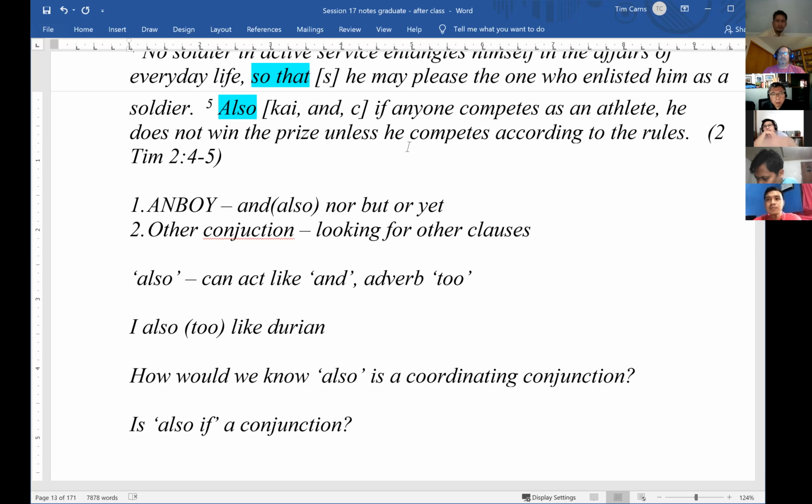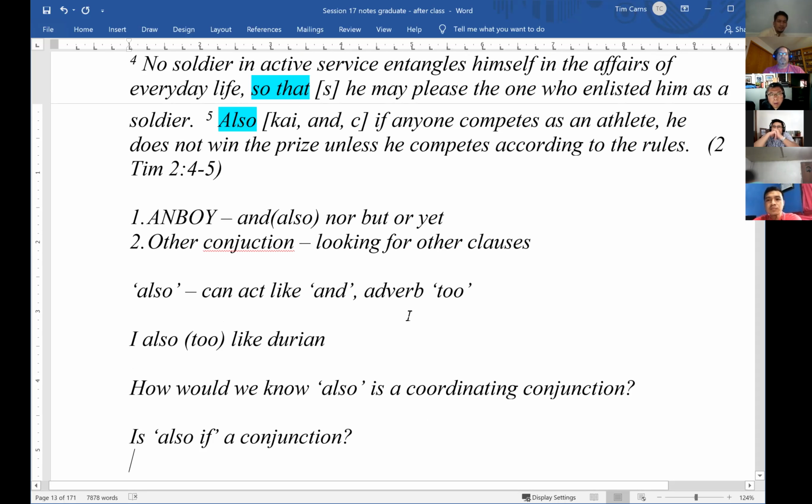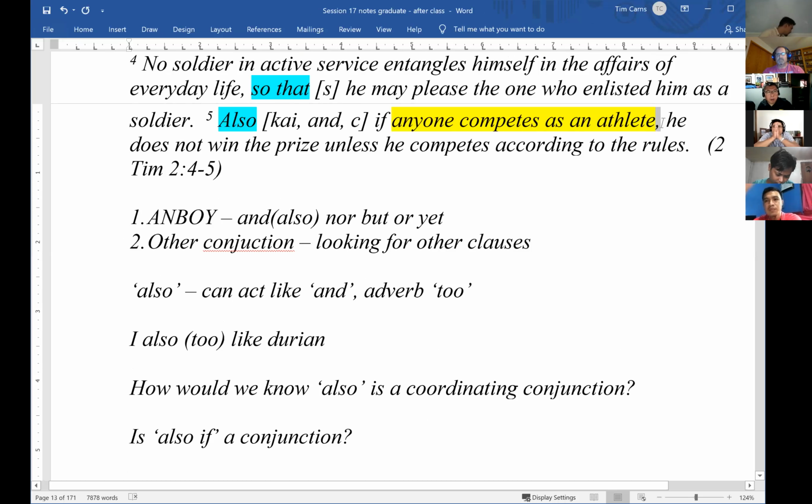Maybe the "if" functions as a, what's that again? It's followed by a noun. So I think it's a, what's that? Well, it's followed by this, anyone, these words here, right? Before we get to the next divider, which is that comma in this case. So what follows "if" is this clause. You guys see that? Anyone competes as an athlete. So that tells me that "if" is a conjunction.